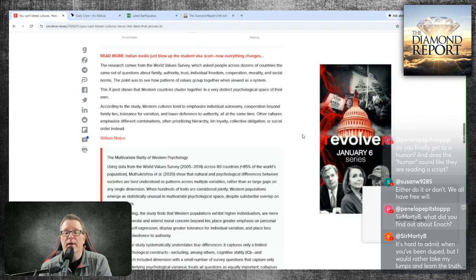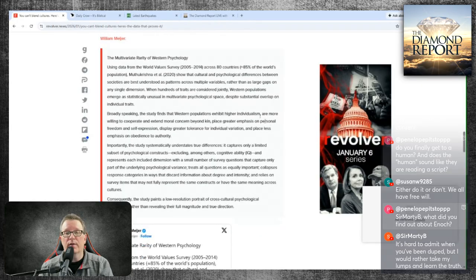Okay, going back to the article here, it says the X post shows that Western countries cluster together in a very distinct psychological space of their own. According to the study, Western cultures tend to emphasize individual autonomy, cooperation based on family ties, tolerance for variation, and lower deference to authority all at the same time. Other cultures emphasize different combinations, often prioritizing hierarchy, kin loyalty, collective obligation, or social order instead.